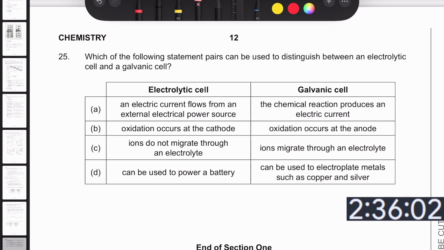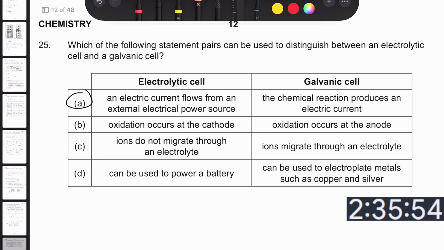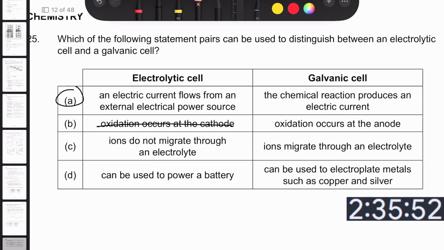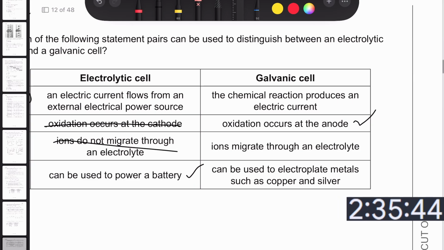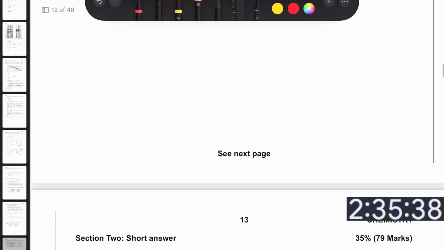Distinguish between electric current flows from an external power source. The chemical reaction produces an electric current. It's just A. That does not happen. This does happen though. Ions do not migrate throughout. That's not true. Electrolytic can be used and cannot be used to electroplate. So no. So yeah, it's just A.